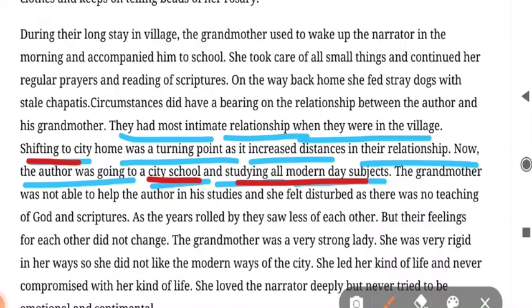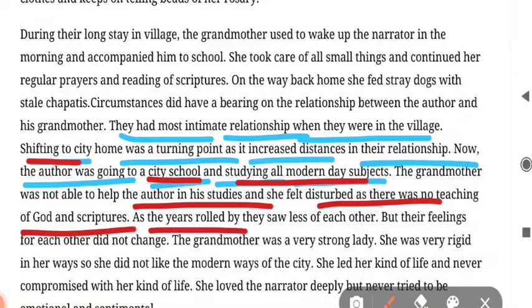Grandmother was upset because she wasn't able to help him with his studies, right? And moreover, there was no teaching of God and scripture. So God and our historical books like Mahabharata and Ramayana, any such study was not being given to them in school. So these were the reasons why the distance between the two grew so far.